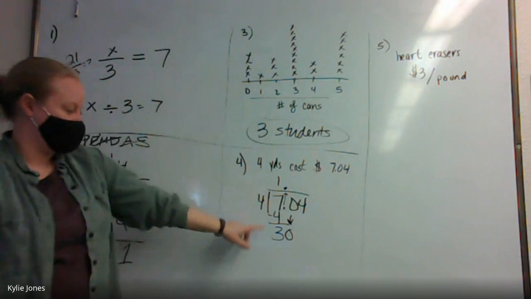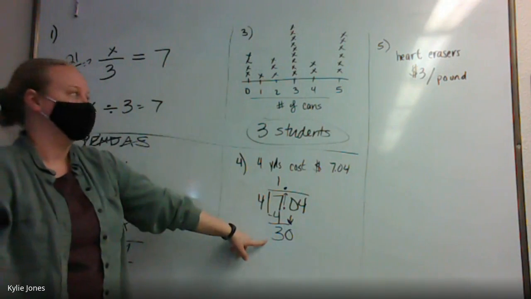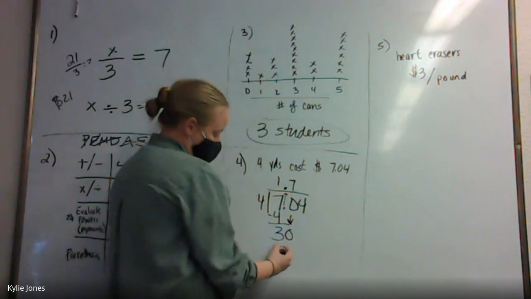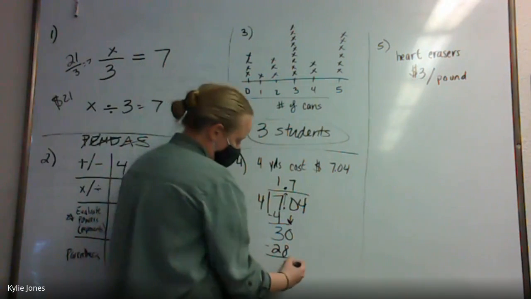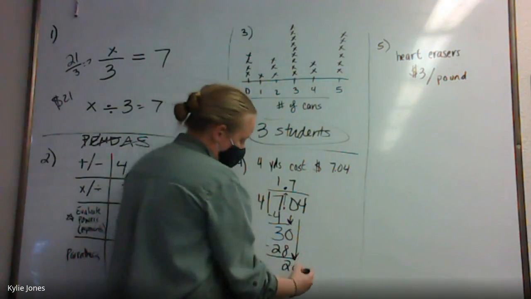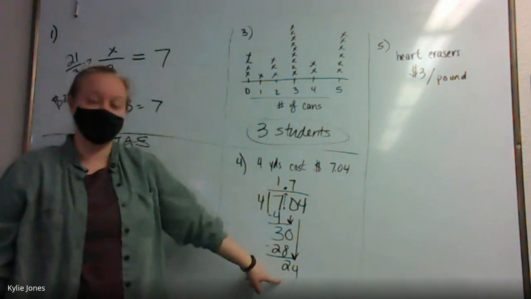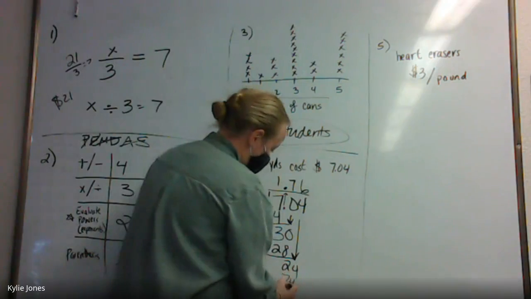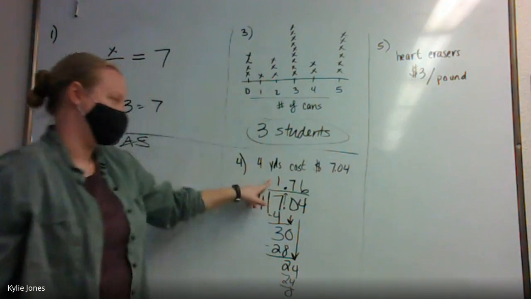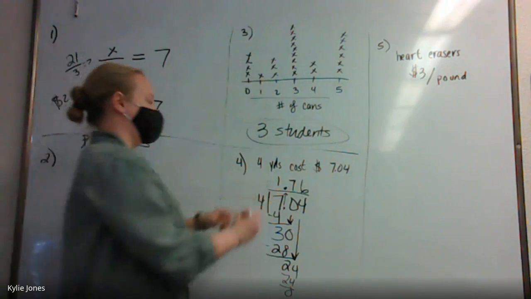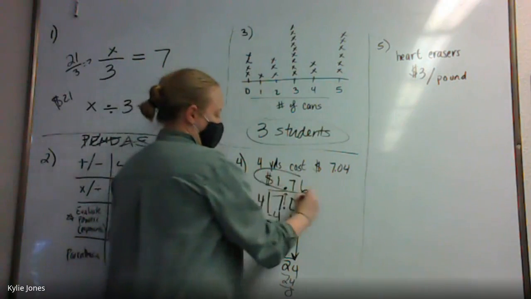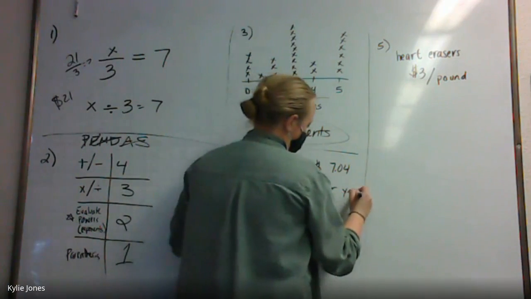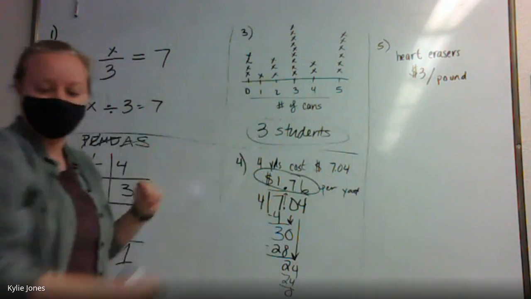How many times does 4 go into 30? 7 times. 4 times 7 is 28. Subtract and get 2. Drop down your 4. How many times does 4 go into 24? 6 times. Subtract. You get 0. So how much does 1 yard of fabric cost? $1.76 per yard, which is about 3 feet, right?